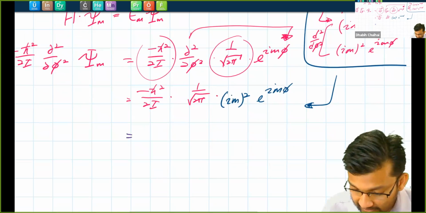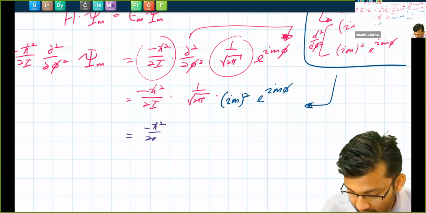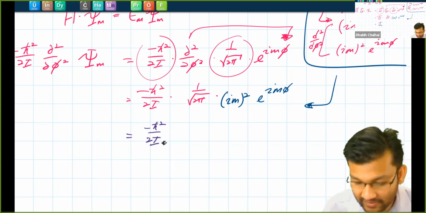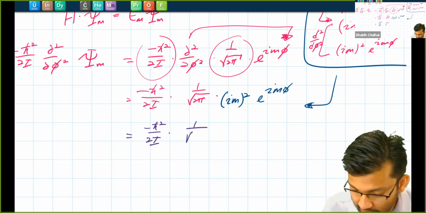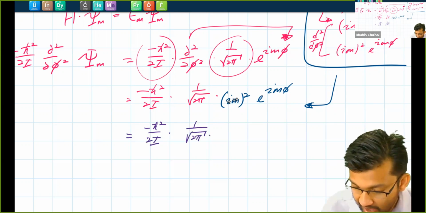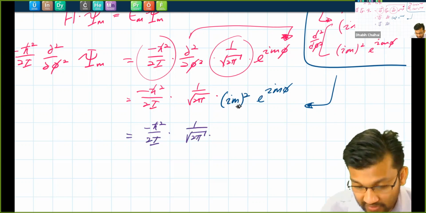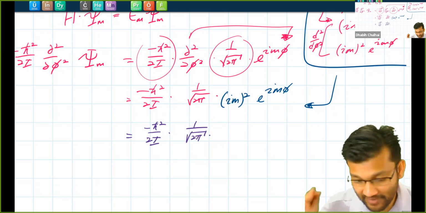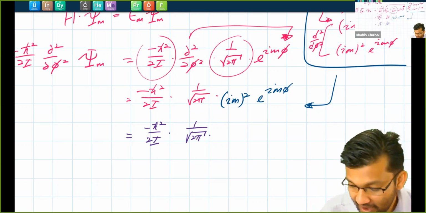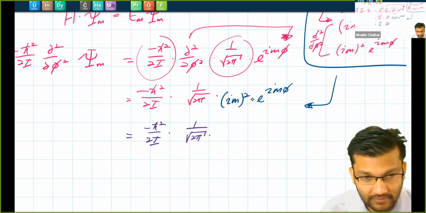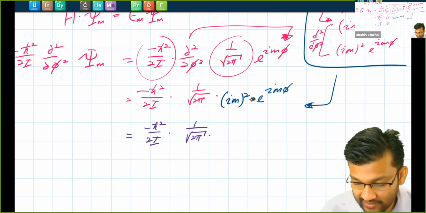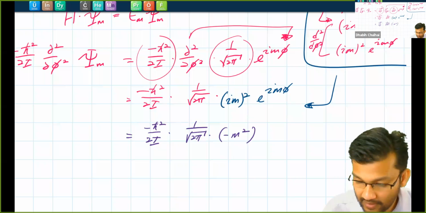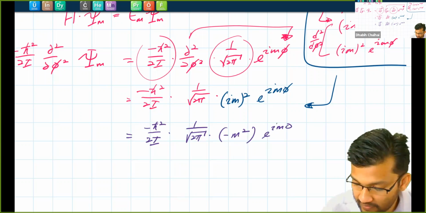So I'm going to rewrite this again. Negative h bar squared over 2I, not m. I'm so accustomed to writing 2m. 2I, moment of inertia, times 1 over square root of 2 pi, times i m squared. m is a quantum number, not the mass. Remember that. This is why your textbook uses m; I would have used n or something else. But i squared is negative 1, that's the complex number, and then there's m squared. So it's negative m squared, and then e to the i m phi.